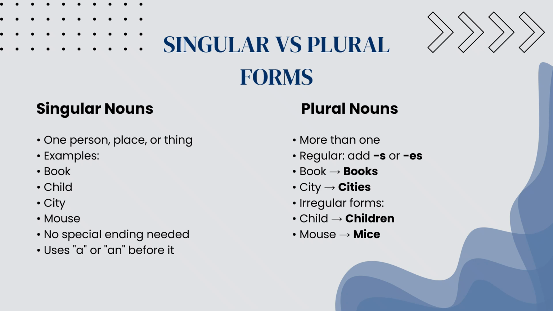Singular versus plural forms. Now let's talk about number. Singular is equal to one, plural is equal to more than one. Example, book, books, car, cars. But some are irregular, like child, children, man, men. So you need to observe patterns.